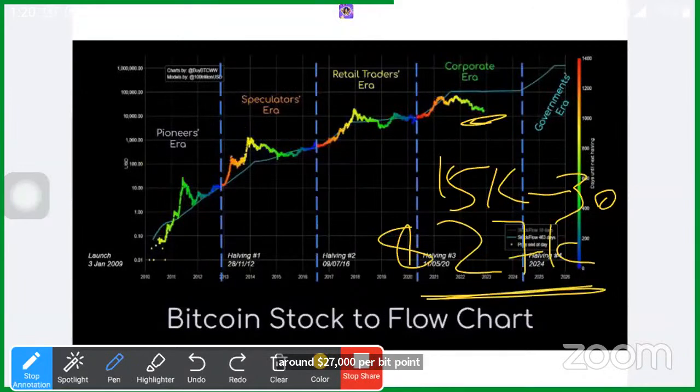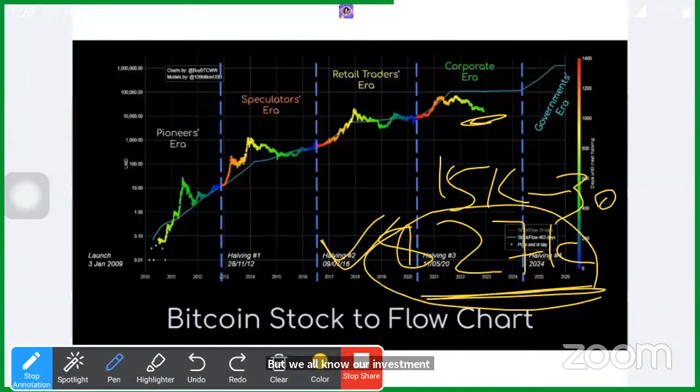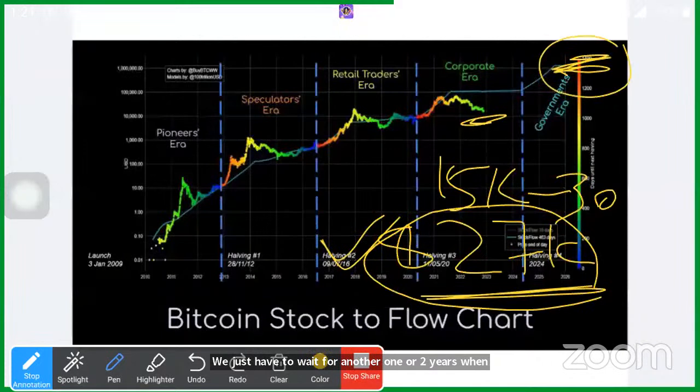So we are still early, because even if you start today at the $27,000 price, you don't have to buy one full Bitcoin. You can invest as much or as little as you want. But we all know our investment at this price will give us the best possible return in the coming 1 or 2 years. We don't have to wait another 15 or 20 years. We just have to wait another 1 or 2 years until Bitcoin touches a new all-time high, and we all know it can go from 1 million to above.